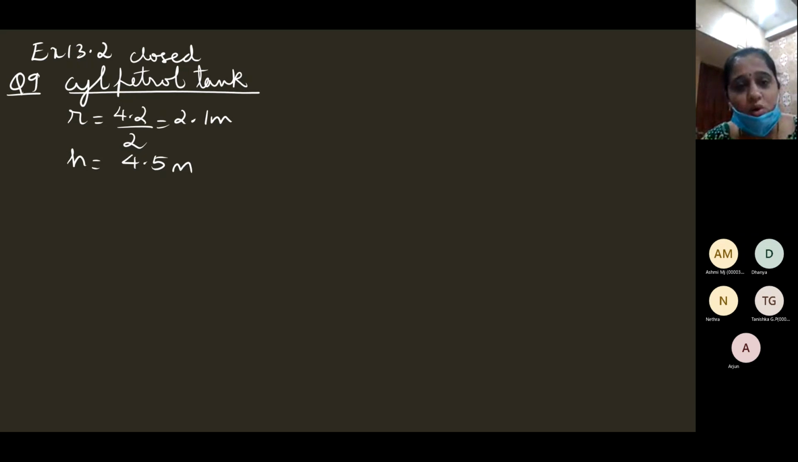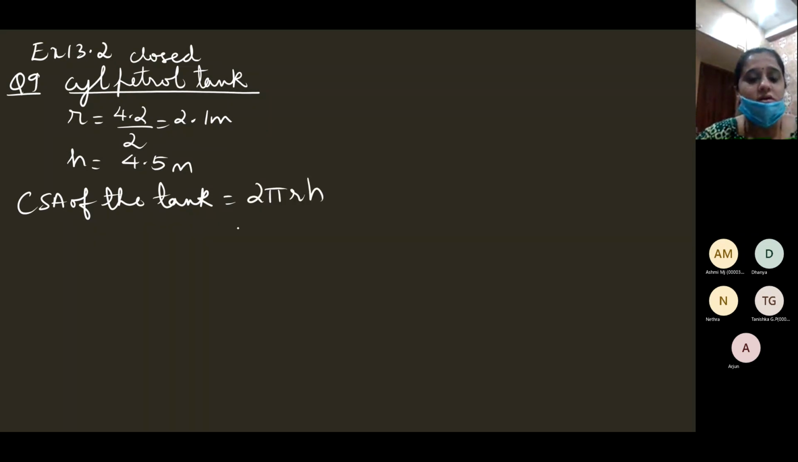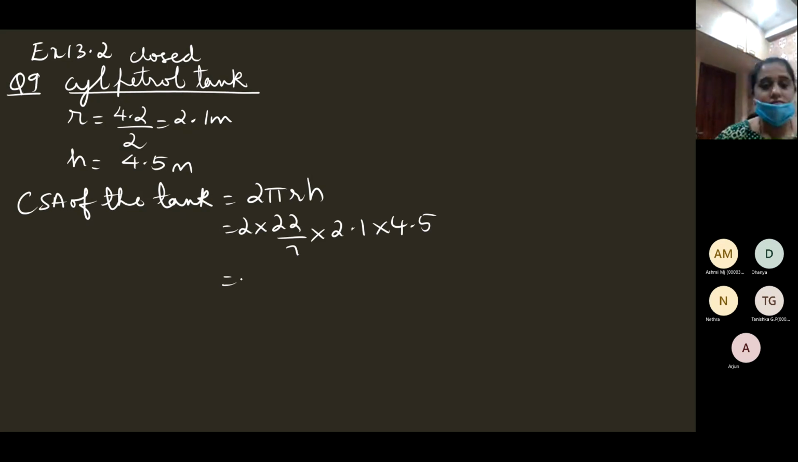So it's a closed cylindrical petrol tank. Radius and height are given to us, but we have to find only the lateral surface area. What's the formula? CSA of the tank is equal to 2 pi r h, correct? 2 into 22 by 7 into 2.1 into 4.5. Work this quickly. Yes, children, please work this and tell me the answer.